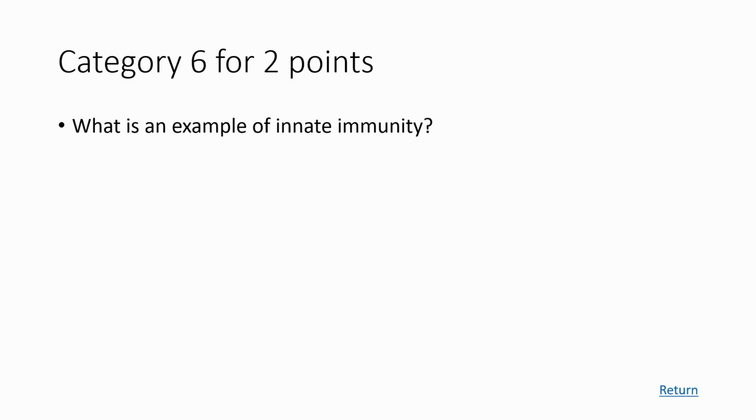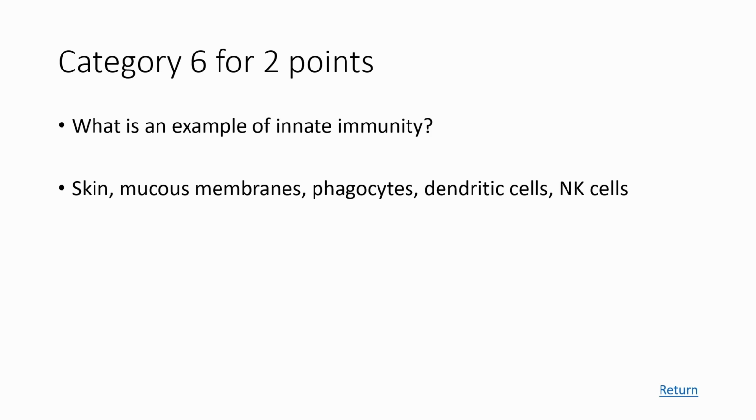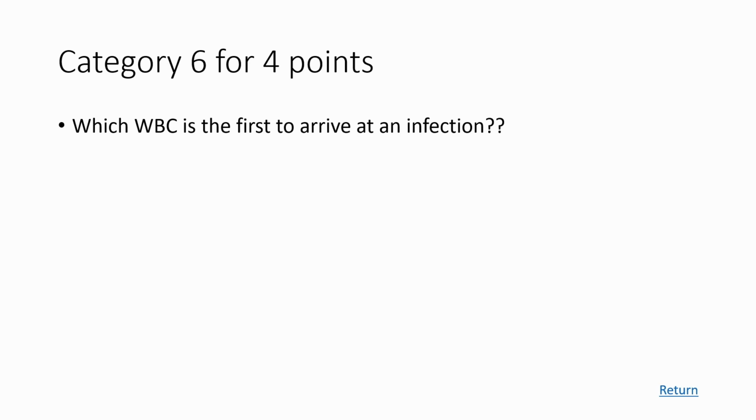So moving on. What's an example of innate immunity? Skin. Remember, the things that we're born with. Okay, skin, mucous membranes, phagocytes, dendritic cells, natural killer cells. These are all innate immunities, things that we're born with. What white blood cell is first to come to an infection? Neutrophils are the first one. I forgot what the last one is, but neutrophils, macrophages, and lymphocytes, I think it is.